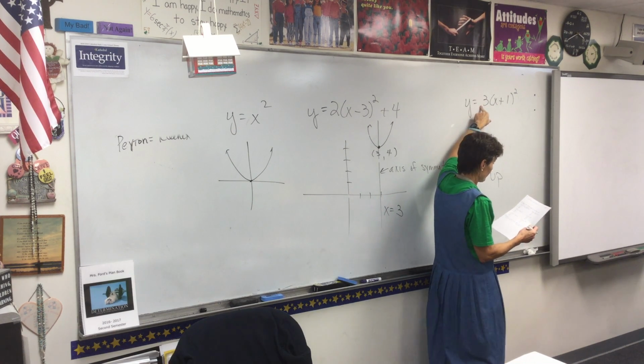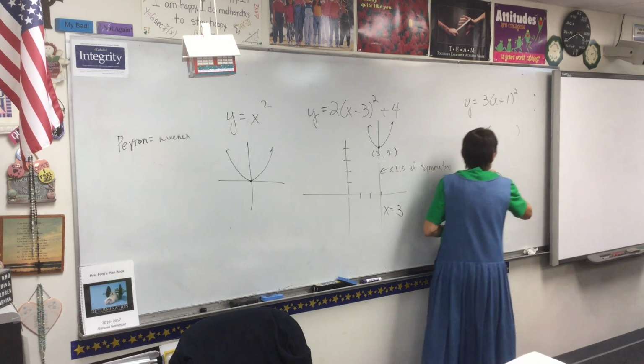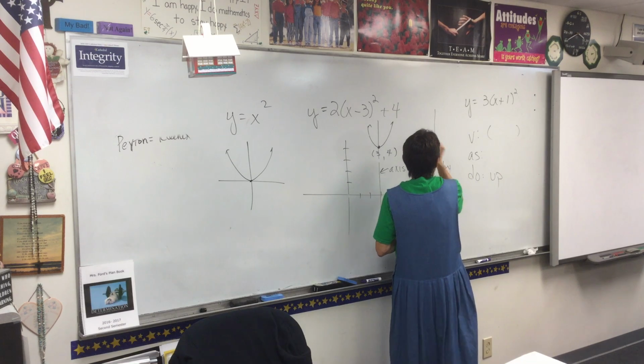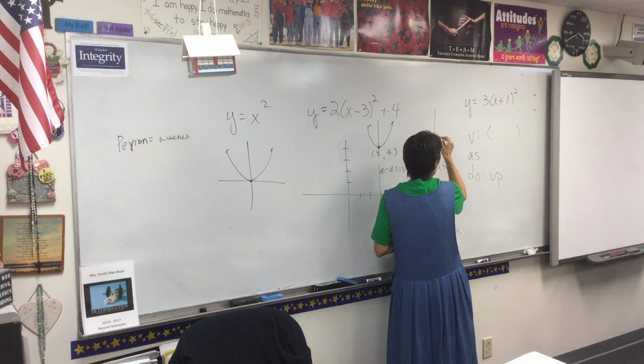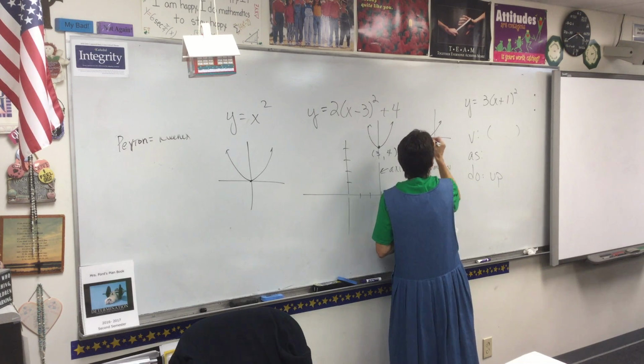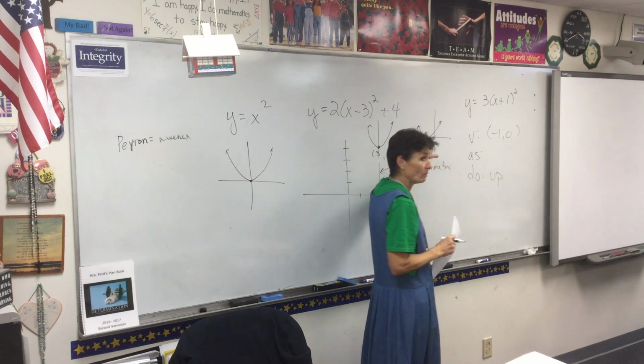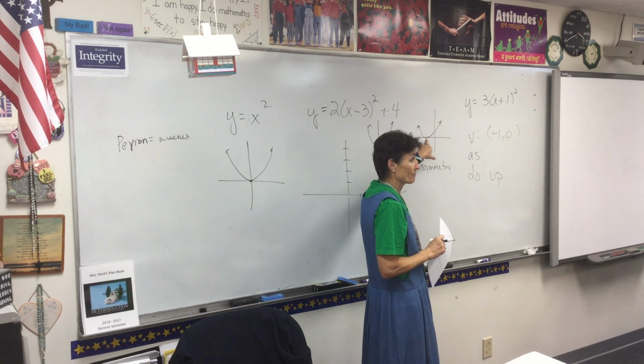Okay. Now, where's my vertex? Well, think about it. How did this parabola move? It started at 0, 0 here, but it came over one this way? Yes. So now our parabola opens from -1, 0.